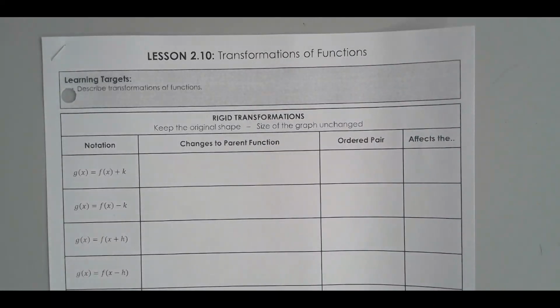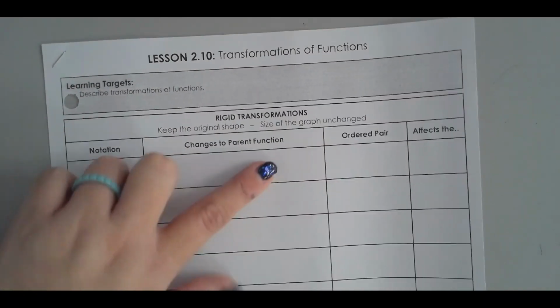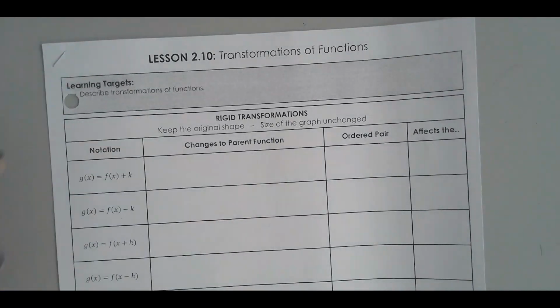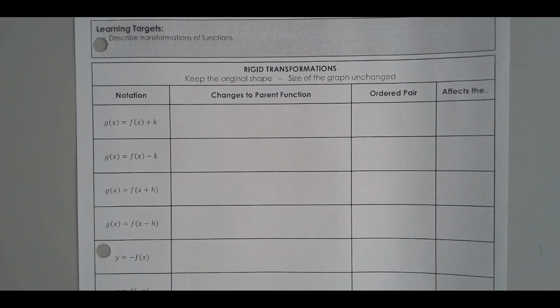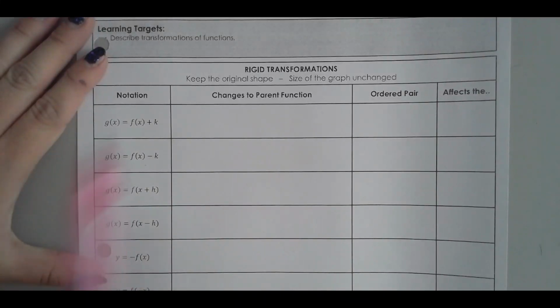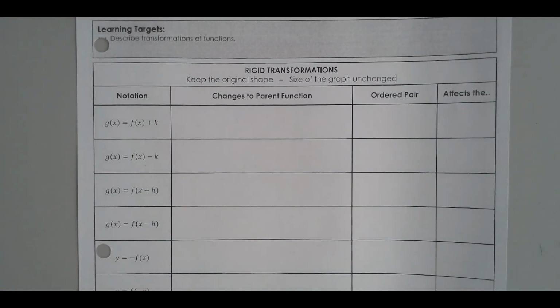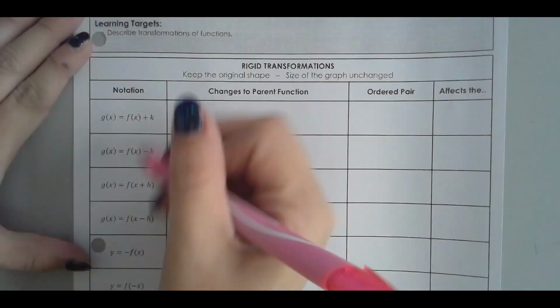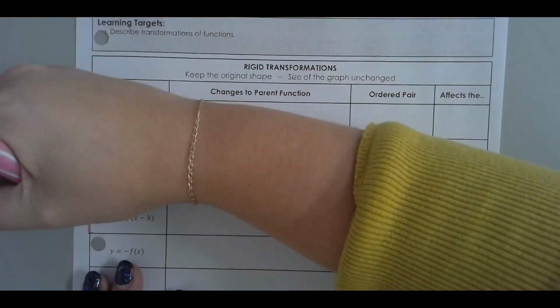So the transformations are classified as either rigid or non-rigid. Rigid meaning the shape stays the same and the size stays the same, it's just moved around. Whereas non-rigid means it stretches or shrinks the graph. All right, so the first type of transformation, these first four are going to talk about translations, which means just going left, right, up, or down. So these four right here, those are translations.